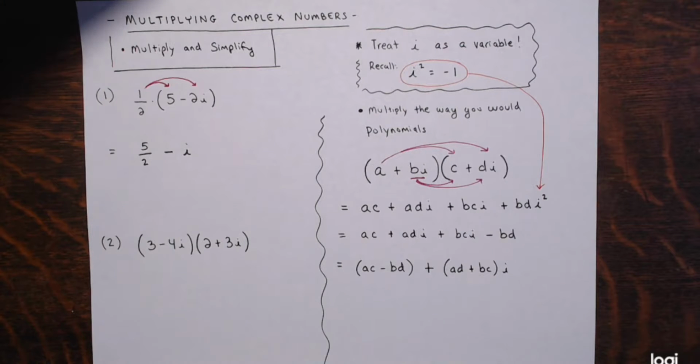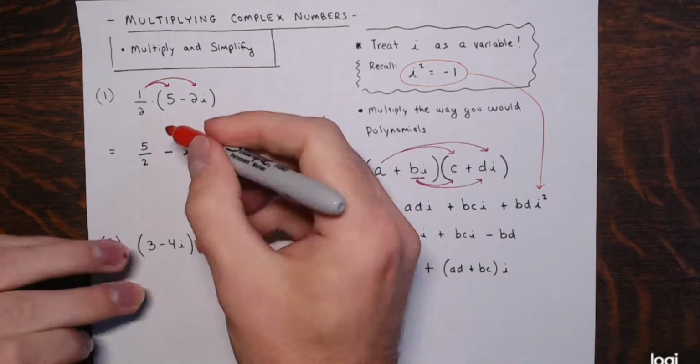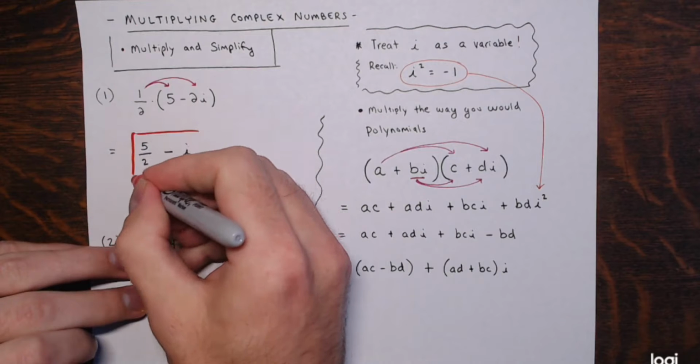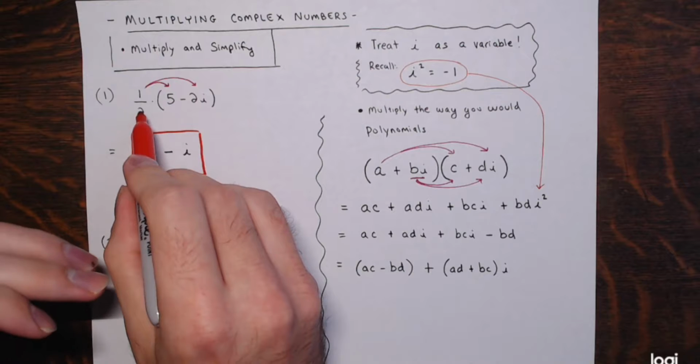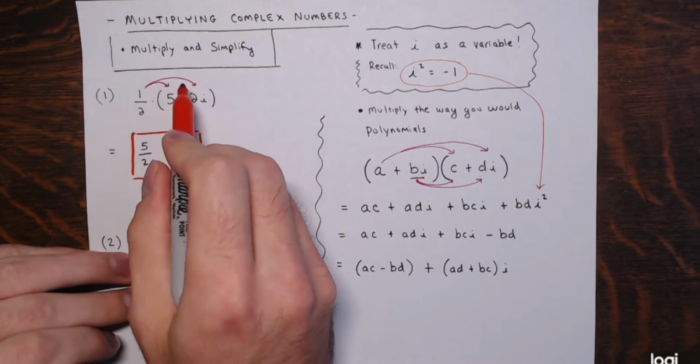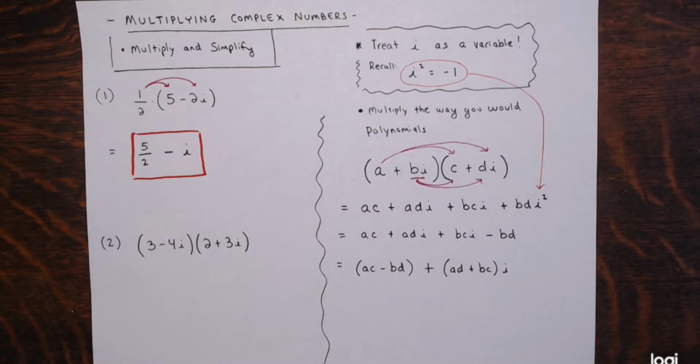Easy, right? Very simple, especially when one of the numbers is only real. There's only one term, or if it was only an imaginary number, there'd still only be one term, and you'd be just distributing that one term.